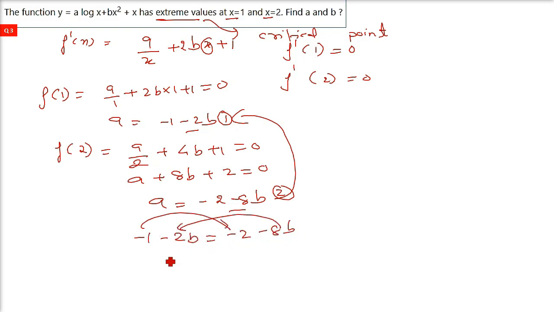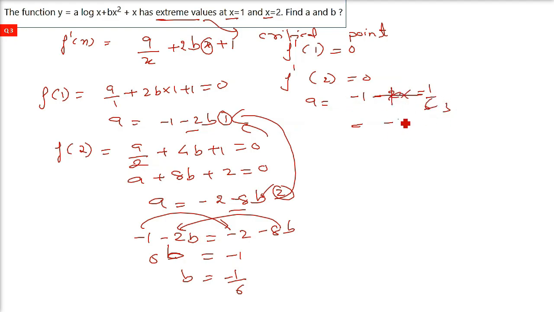Take b constant on one side and other constant values on the other side. We get 8b minus 2b as 6b. On the right you will get this as negative 1. b is negative 1 by 6. Now replace this b equals negative 1 by 6 in either of equations 1 and 2, and from here you are going to get a. So these a and b are the values which are asked in this question. b is negative 1 by 6. a is negative 2 by 3.